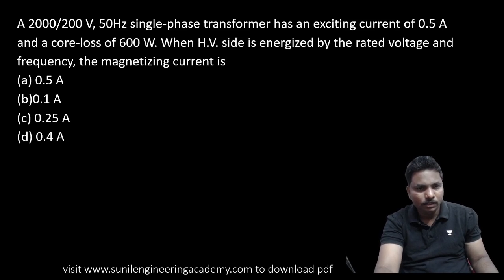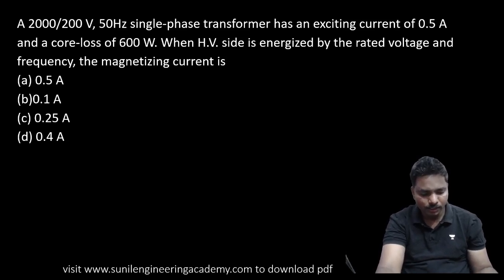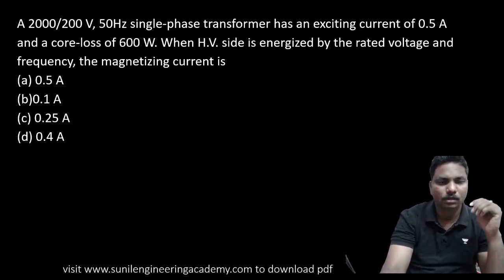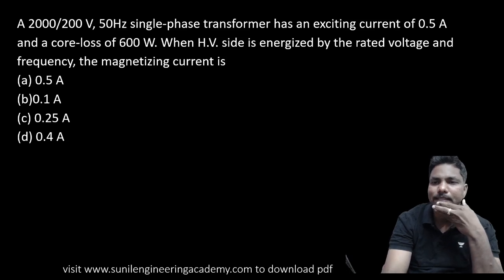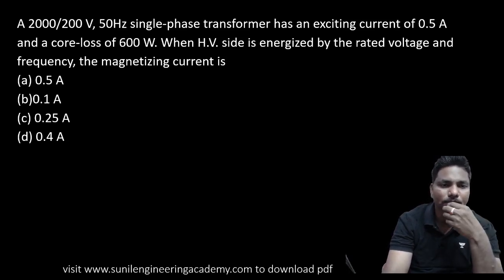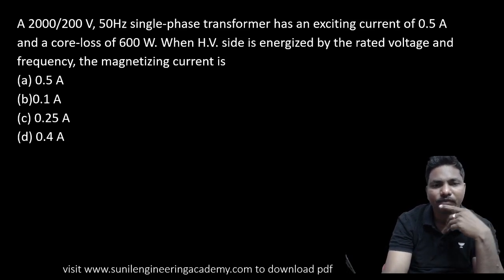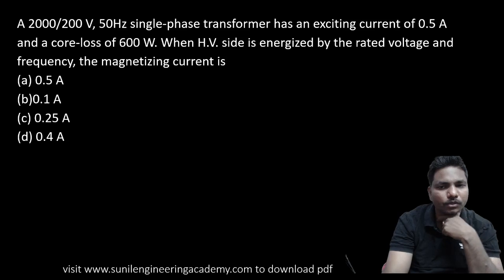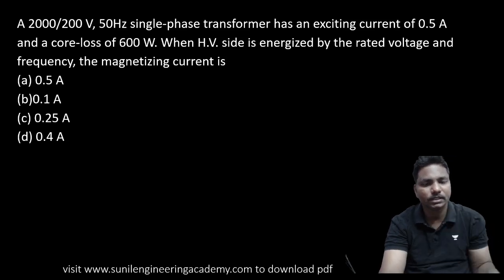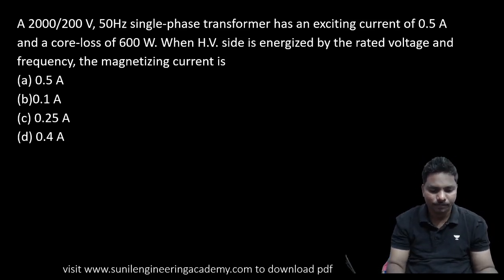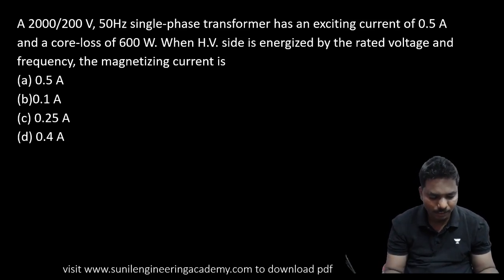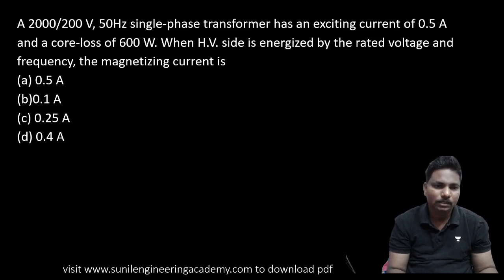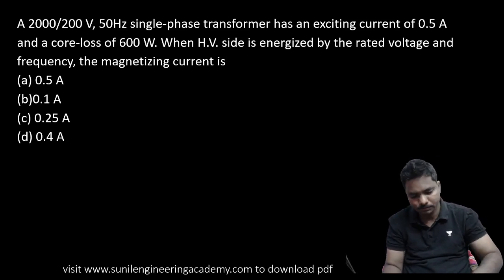A 2000 by 200 volt single phase transformer has an exciting current of 0.5 amps and a core loss of 600 watts. When the HV side is energized by rated voltage and frequency, the magnetizing current is dash. What is the magnetizing current? Magnetizing current is nothing but I mu, no?